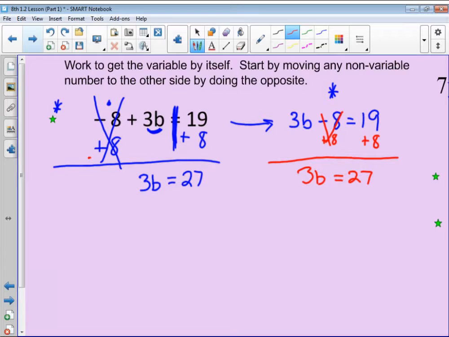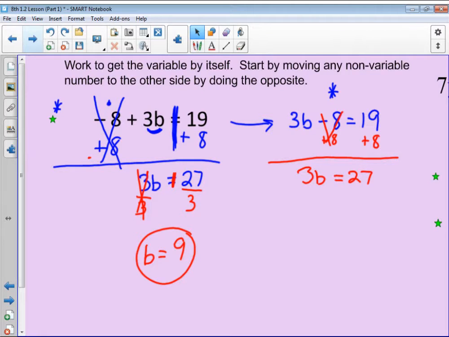So now I'm going to go ahead and finish working this out. So right now it's 3 times b. I have to do the opposite and divide by 3 to get b by itself. Whatever I did on one side of my equal sign, I have to do on the other. So divide by 3. b equals 27 divided by 3 is 9. So we just found out that b equals 9. So there's a situation of where they shifted around the variable.